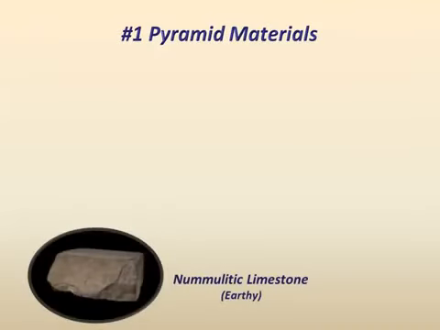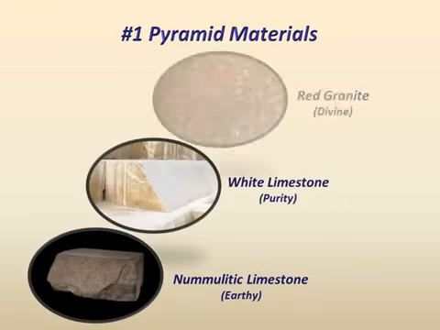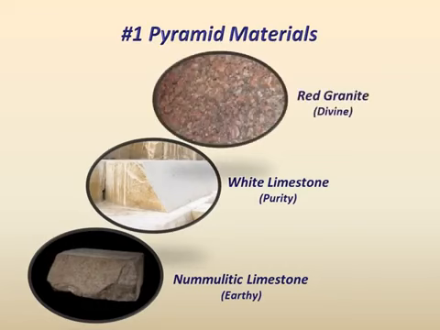The materials. The inner material, the blocks, are made of nummulitic limestone, which is a little bit of a pinkish red limestone that has some electrical conductivity properties, and it has small shells in it. The casing stones were made of pure white limestone, a symbol of purity. And the King's Chamber was made of red granite, and granite we see as a sign of divinity.